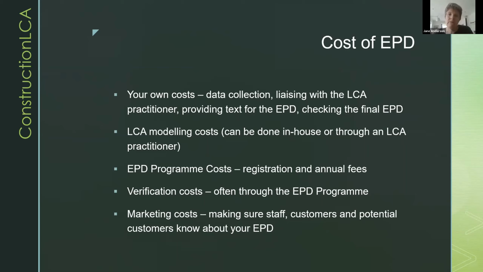And you'll have to provide text for the environmental product declaration, so describing your manufacturing process, what the product is, the technical performance of the product, and also to check the final EPD, because it is effectively your declaration as a manufacturer. You're responsible for it, so you need to be sure you are happy with what goes out.